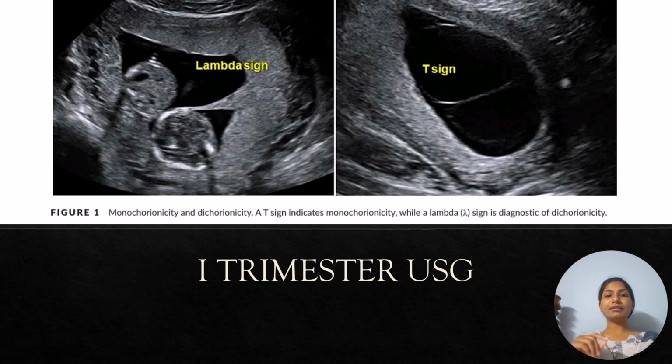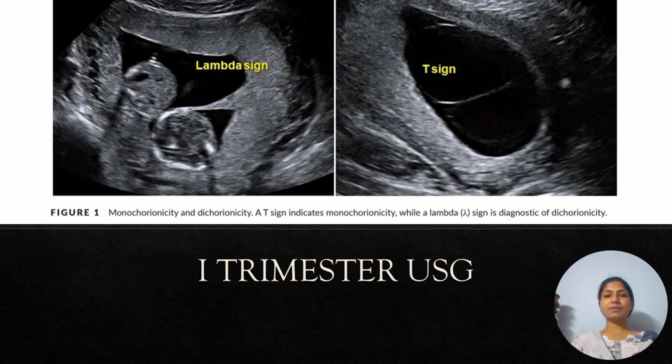And when we are labeling the twins, it is always better to label like the first twin or twin A is nearer to the internal os, which is maternal left and with the anterior placenta. So like this, if we have defined the complete position of the twin, it is also easy to assess on a serial follow-up, and we will not get confused between the two twins. So labeling is also very important.